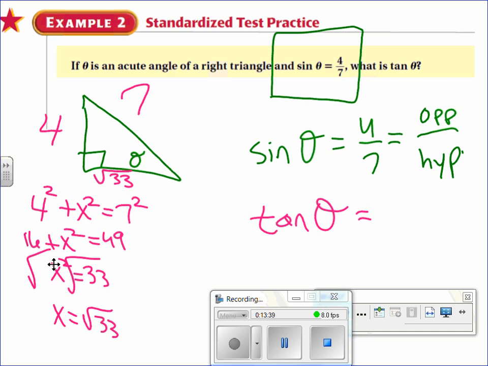All right, so at this point, we want to do tangent theta. Opposite over adjacent. The opposite side's 4. The adjacent side's radical 33. And I'm allowing you to leave it like that. True mathematicians would rationalize that denominator. They would use some multiplication to get that radical out of the denominator. But I'm okay with you just leaving it. We accomplish our goal of working with a triangle. Okay?